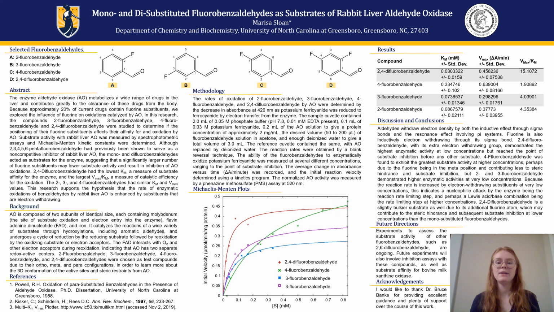This test was run for many different concentrations of each of the fluorobenzaldehydes in order to construct the Michaelis-Menten plot you see at the bottom of the poster. From this plot, calculations could be made to determine Km, Vmax, and Vmax over Km values for each compound. You can see these in the table at the top right.